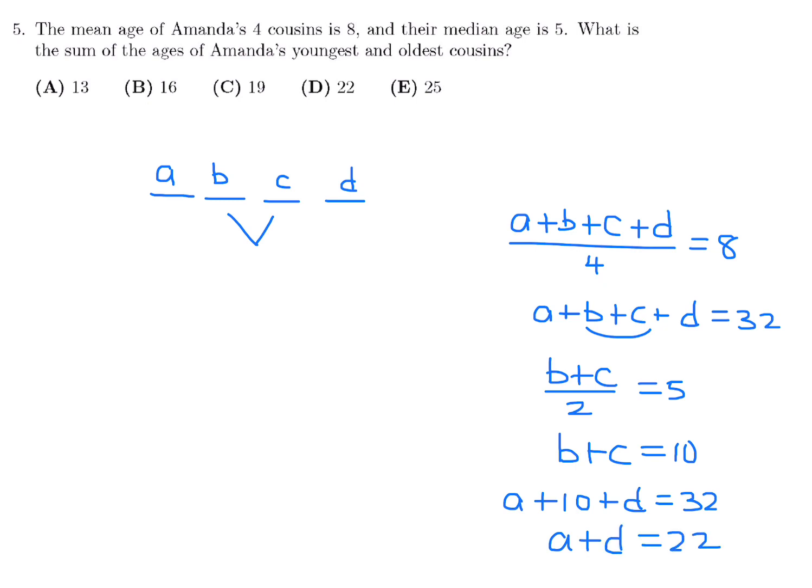And what they're asking is, what is the sum of the ages of the youngest and oldest cousins? Well, this is the youngest, this is the oldest, since we have written that in a way that it's lowest to highest. So the sum of A plus D is right here. We just did it, 22. So number 5, the answer is D.